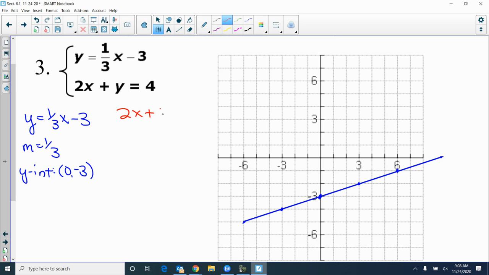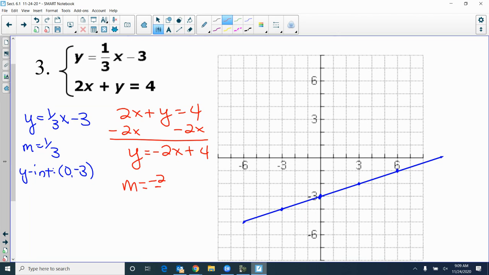That's fine. 2x plus y equals 4. All right, what do you gotta do on this one? Wouldn't you have to subtract the x on both sides? Yeah, because you have to get y by itself before you start graphing. You gotta subtract 2x, and I'm gonna write that as y equals -2x plus 4. Now, my slope is -2/1. My y-intercept is (0, 4).